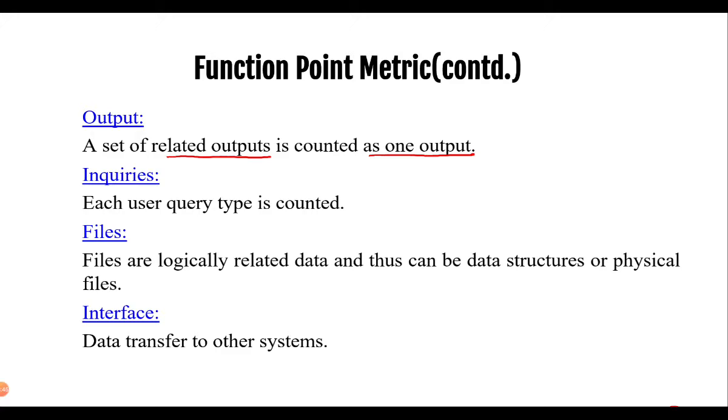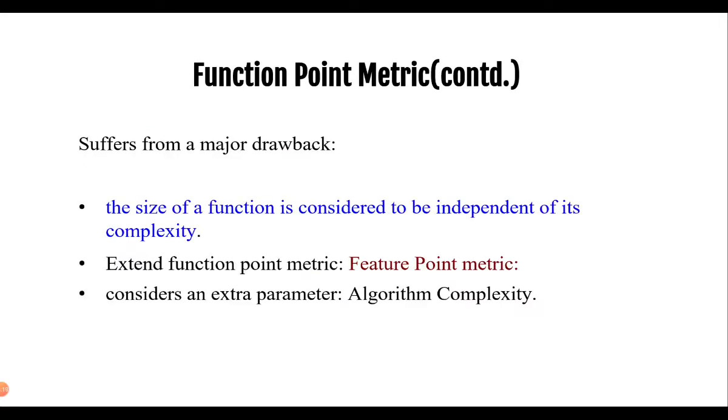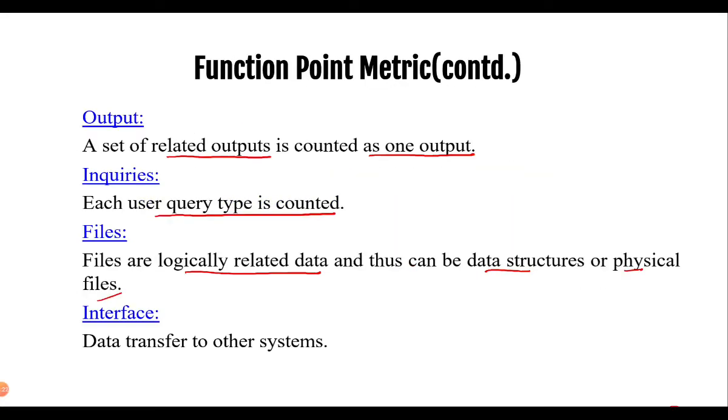The next is the inquiry. Each user query type is counted. It might be any type of search keywords or any type of questions that the user would be typing in order to get his services. The fourth is the files. Files are logically related data and thus can be data structures or physical files as well. How many different types of files we are using in that particular project will entirely depend upon the logically related elements of that particular project.